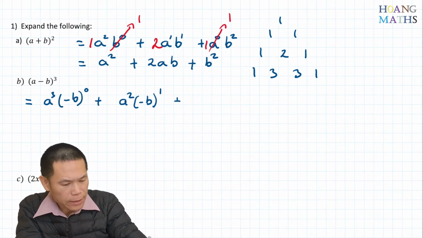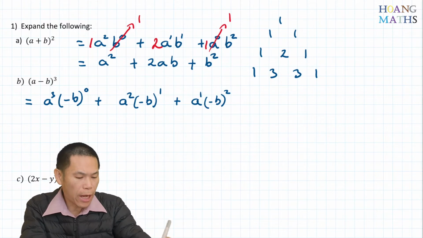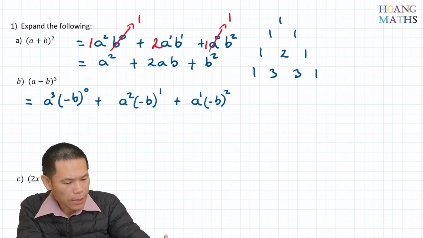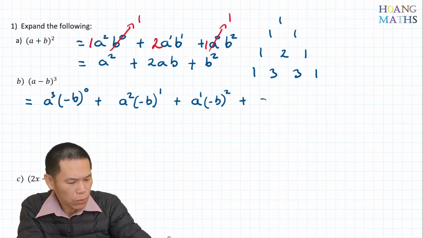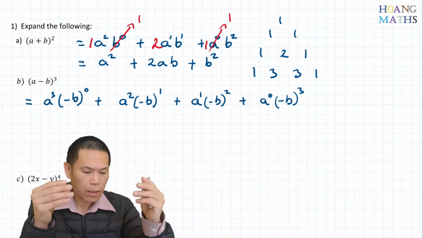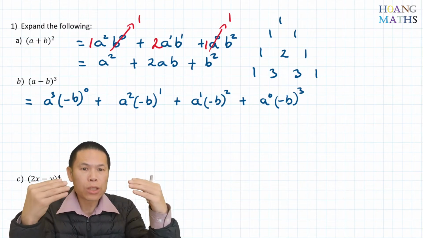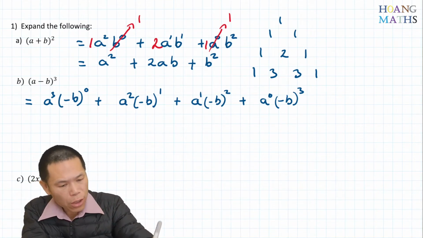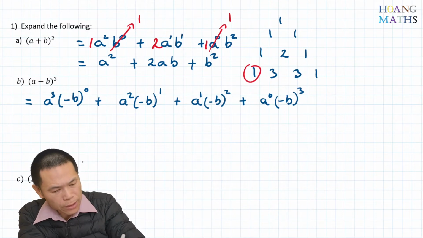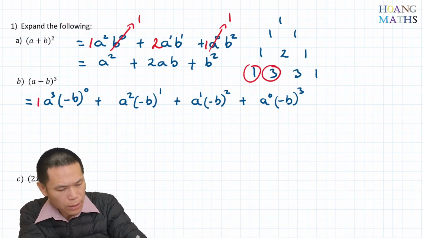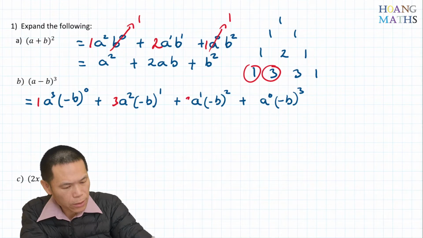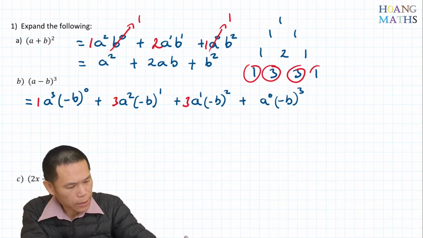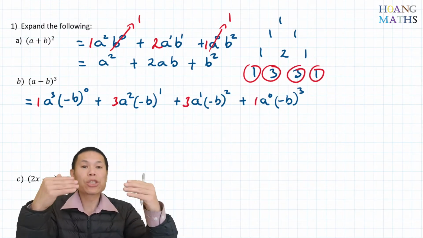Then we add, so A squared is now reduced to 1, and B to the power of 1 increases to 2, so the indices add up to 3, okay? Then we add A to the power of 0, and then negative B to the power of 3. So this is the first step, and the second step is we write down all the coefficients. The coefficients for the first one is 1, then 3 here, and this 3 here, and this is 1. Now we just simplify.